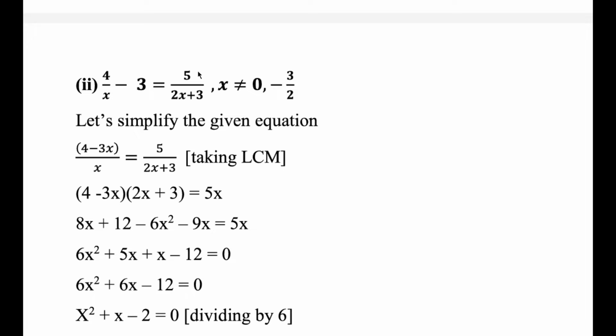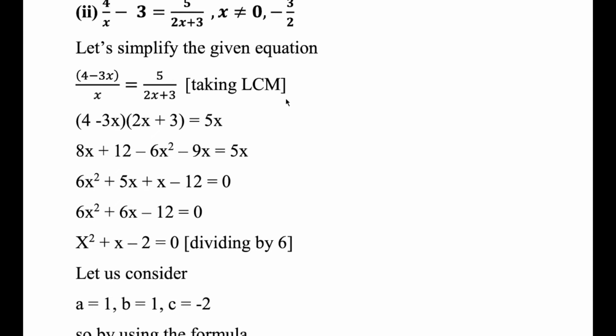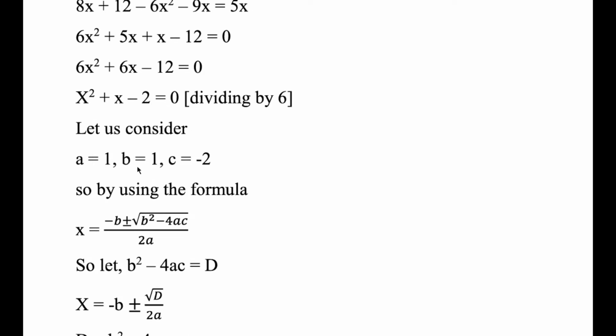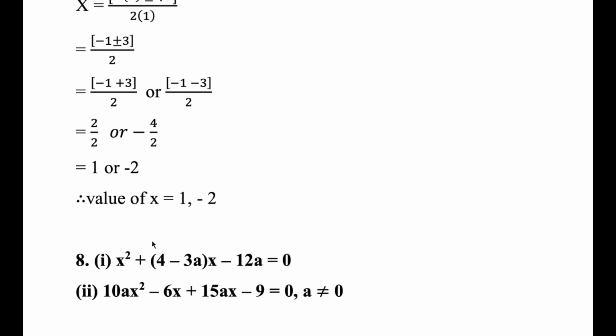4/x − 3 = 5/(2x + 3), so x not equal to 0 or −3/2. First take the LCM. After that a little bit of simplification, divided by 6 just to reduce it. After that a will be equal to 1, b will be equal to 1, c will be equal to −2. After that use the formula, x = (−b ± √(b² − 4ac)) / 2a. So put the values of a, b and c in that particular equation. So you will get the values of x as 1 or −2.